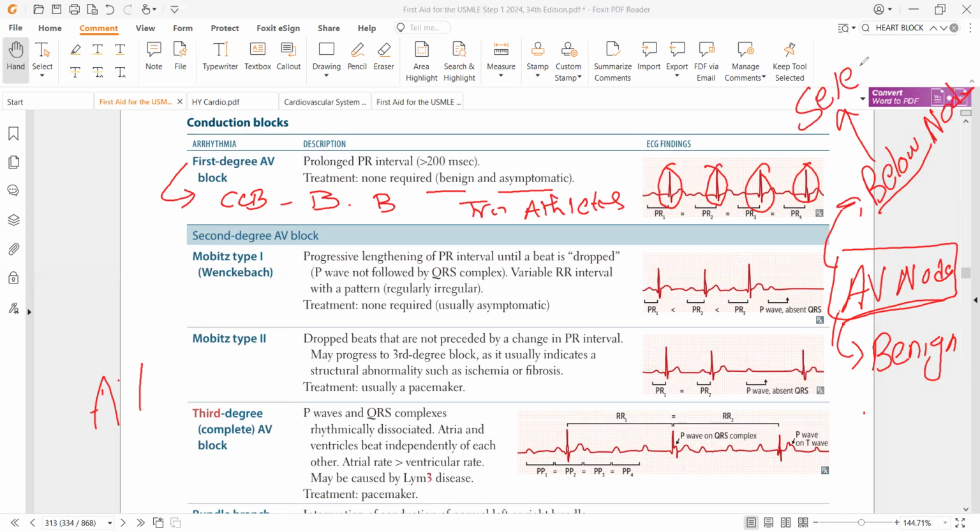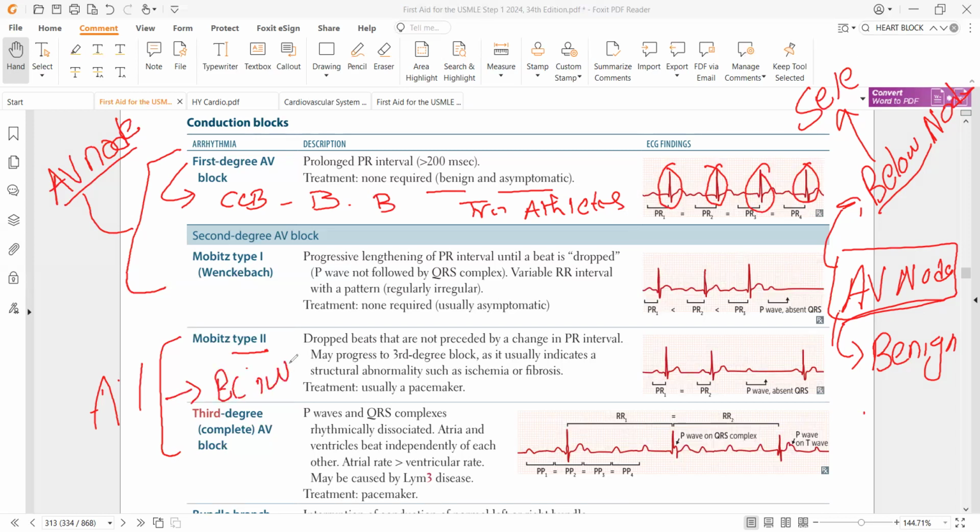Okay. So in first degree and second degree type 1 AV block, the pathology lies in the AV node, right? While in second degree type 2 and third degree block, the pathology lies below the AV node. Sir, may I ask a question? Yes.